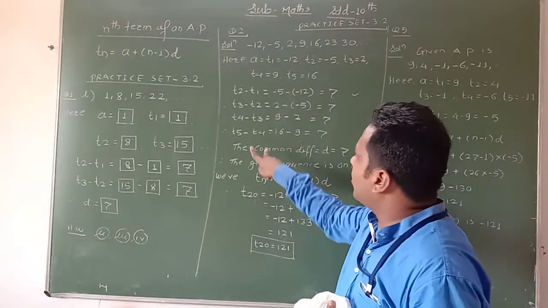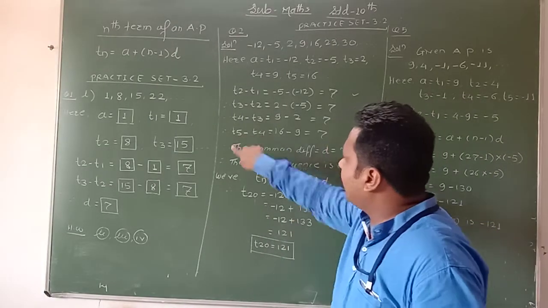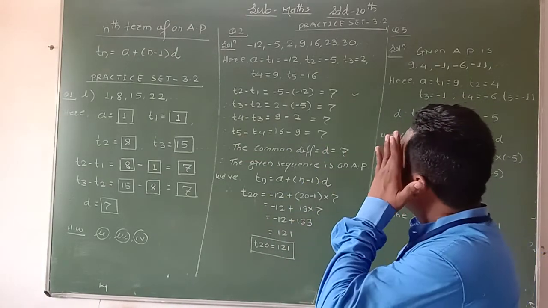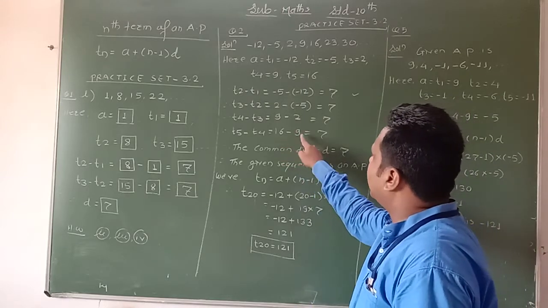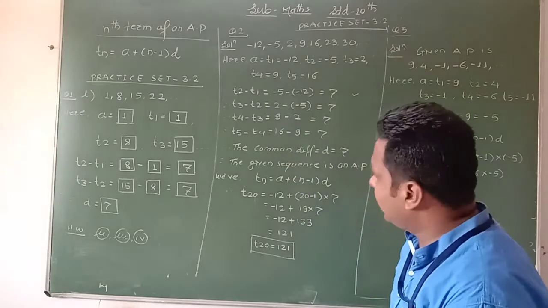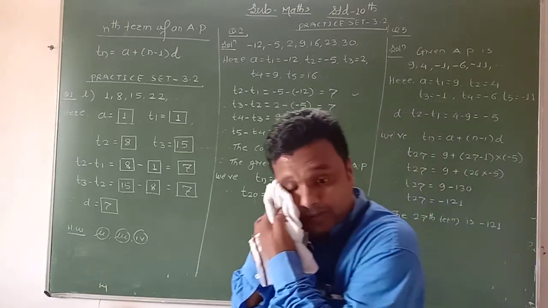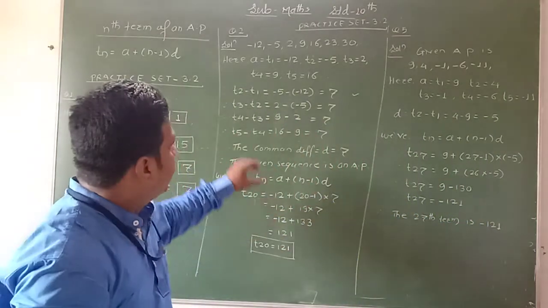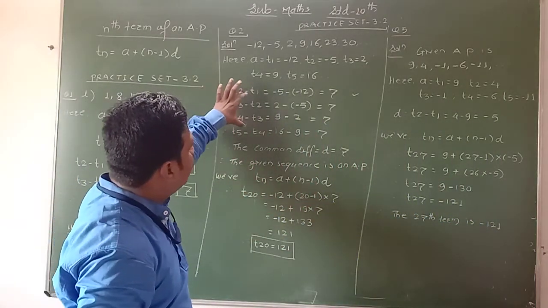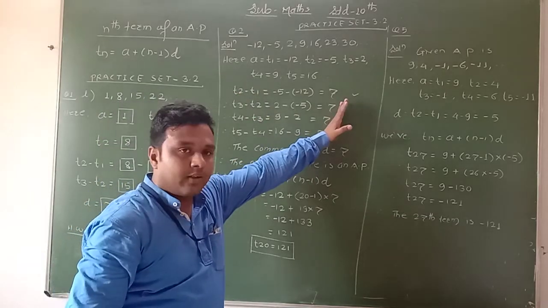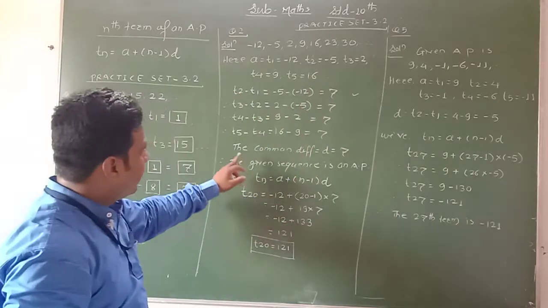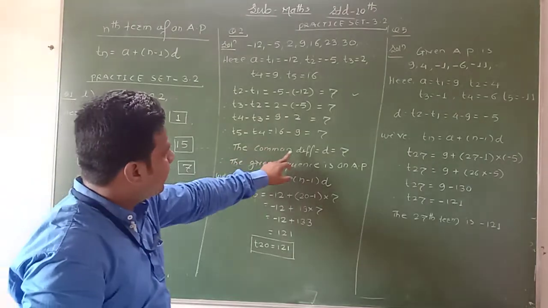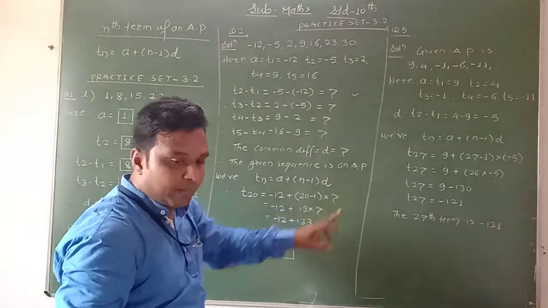Then for the next two consecutive terms, that is t5 minus t4, t5 is given as 16 and t4 is 9. 16 minus 9, here we get 7. Here the difference between two consecutive terms is constant and this is called a common difference. Therefore here I write common difference D is equal to 7.